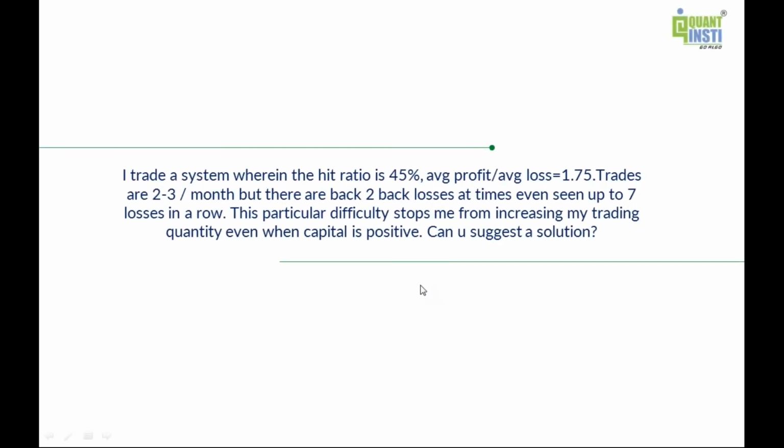Next question. I trade a system wherein the hit ratio is 45%, average profit to average loss is 1.75. Trades are 2 to 3 per month, but there are back-to-back losses, at times even seen up to 7 losses in a row. This particular difficulty stops me from increasing my trading quantity even when capital is positive. Can you suggest a solution?